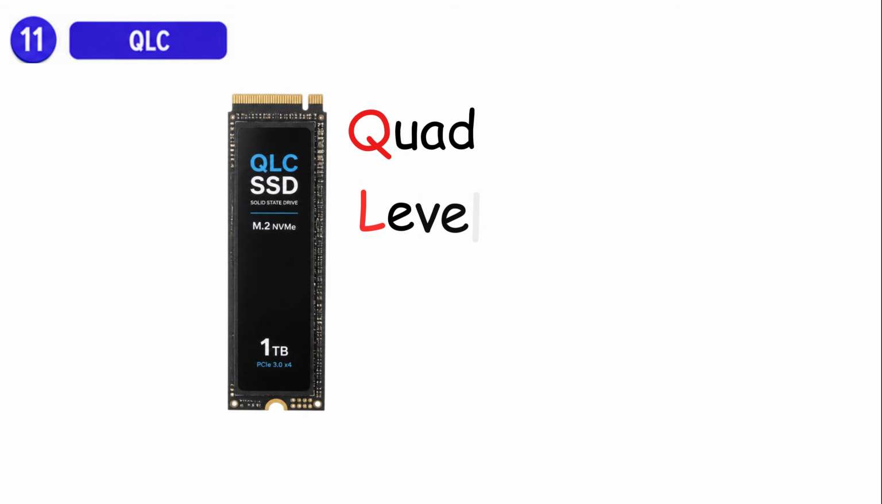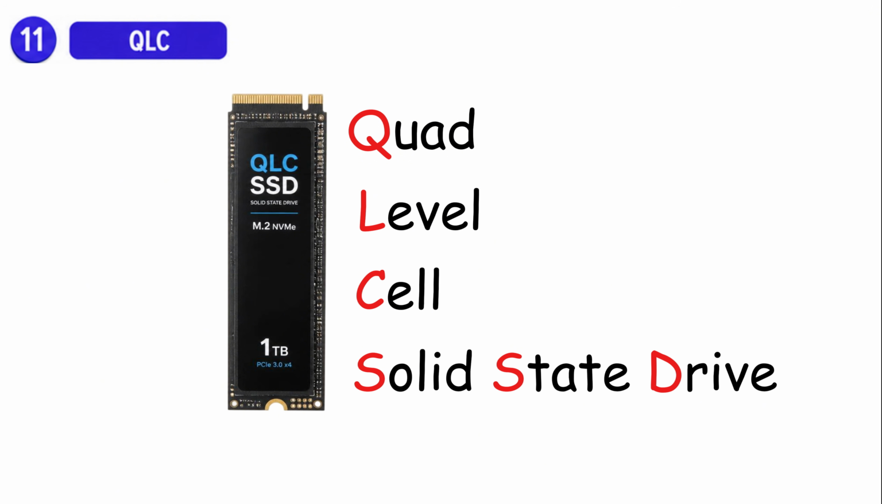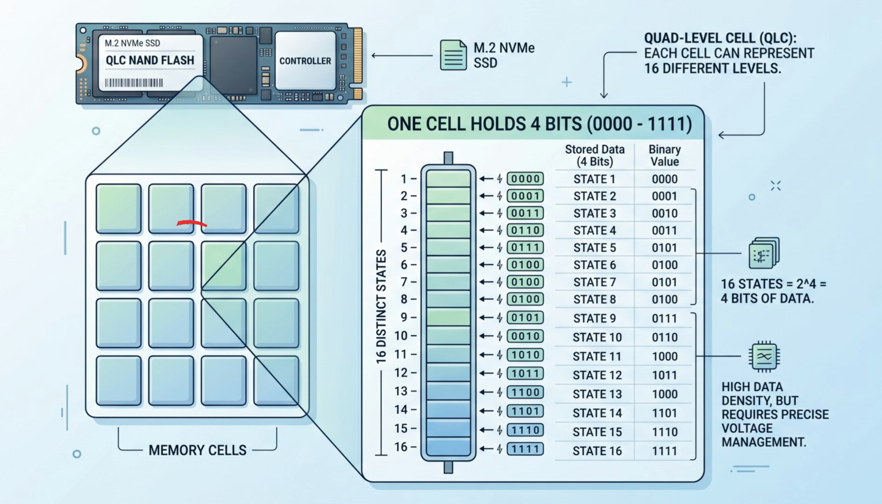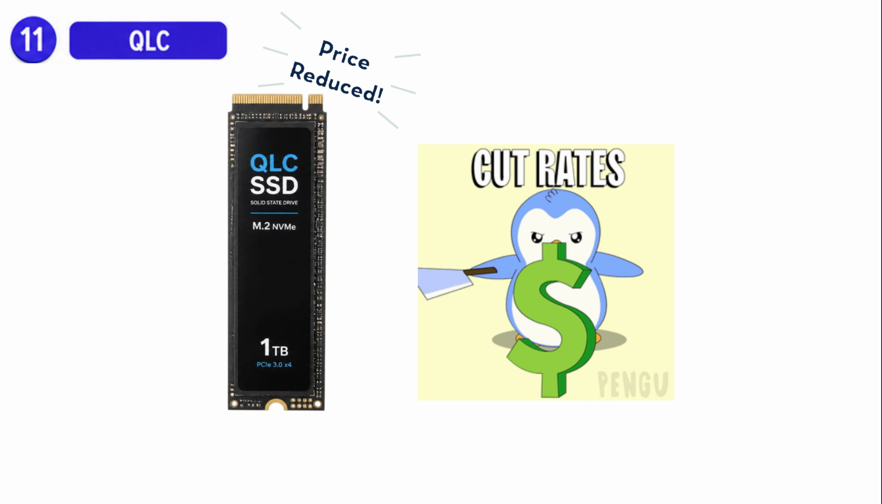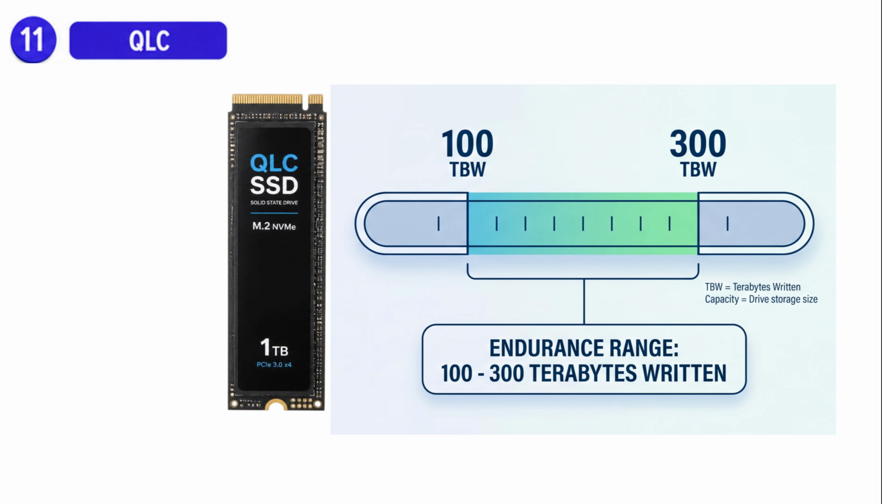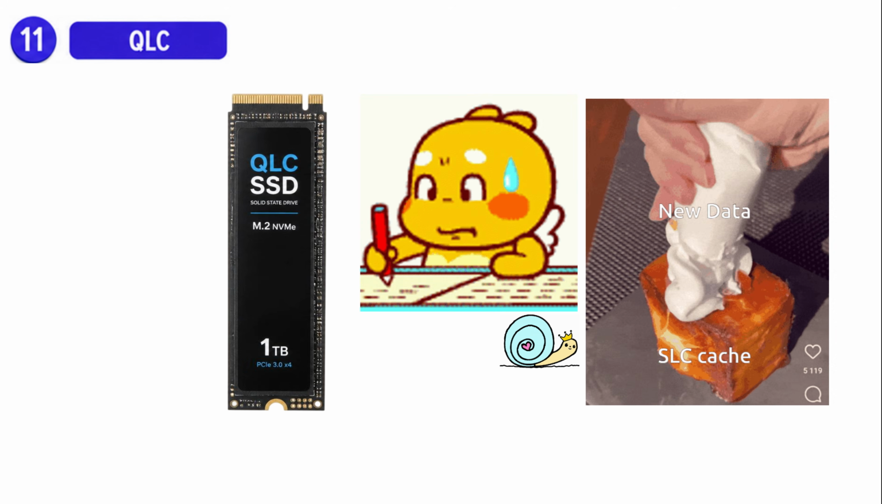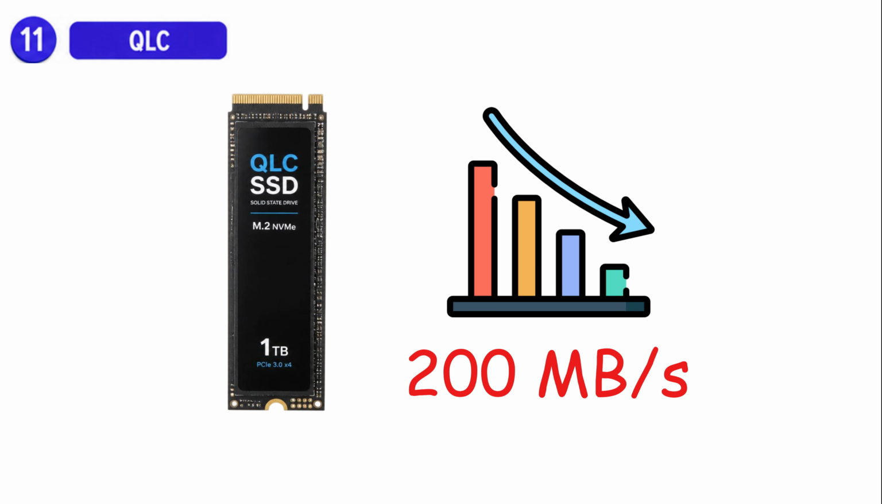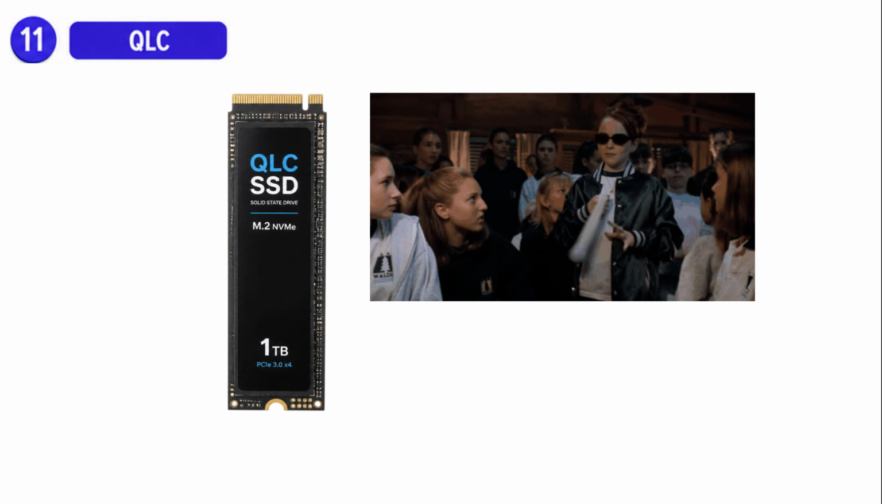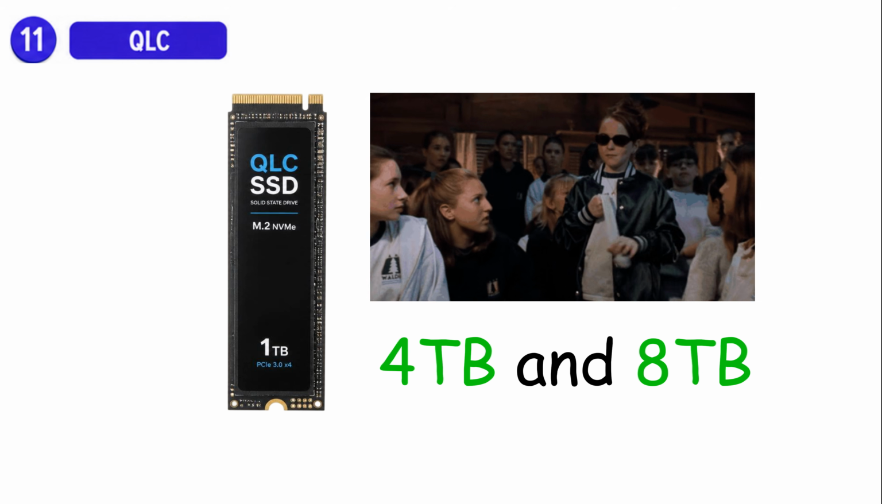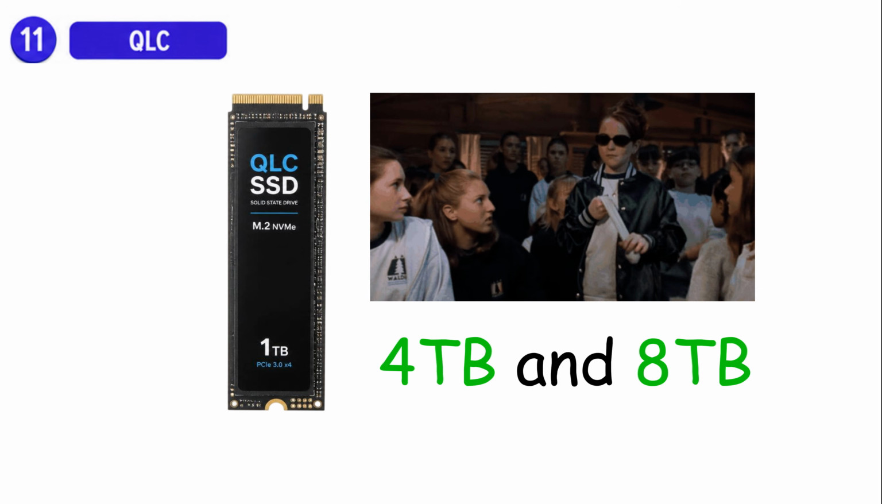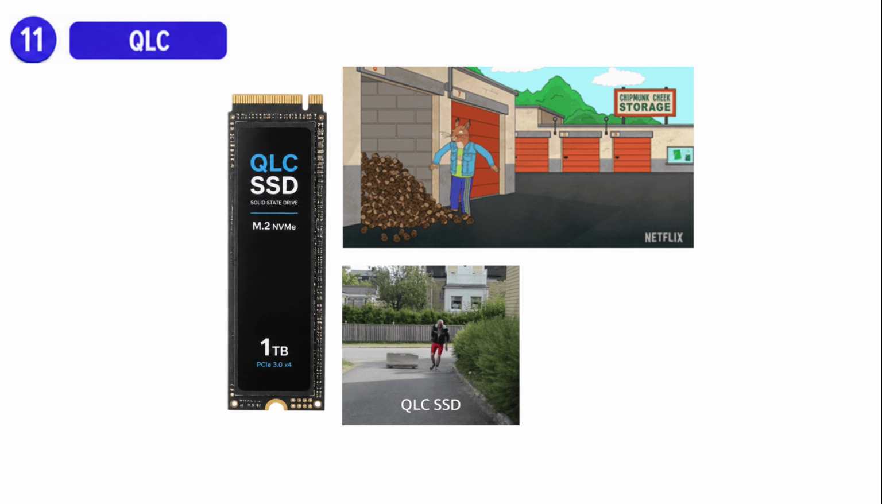QLC, Quad-Level Cell solid-state drive, commonly referred to as QLC NAND, is capable of storing 4 bits in each memory cell, which enhances storage density and lowers the cost per gigabyte. The typical endurance ratings range from 100 to 300 terabytes written for every terabyte of capacity. However, write speeds can significantly decrease once the SLC cache is filled, occasionally dropping below 200 megabytes per second on some budget models. Nevertheless, QLC allows for the production of affordable 4 terabyte and 8 terabyte consumer SSDs. More storage at a lower price but with reduced endurance.